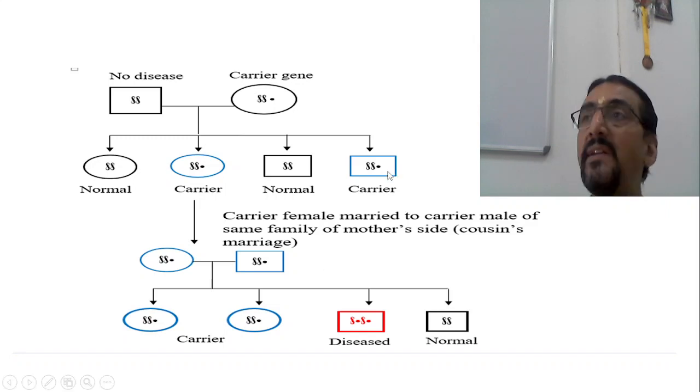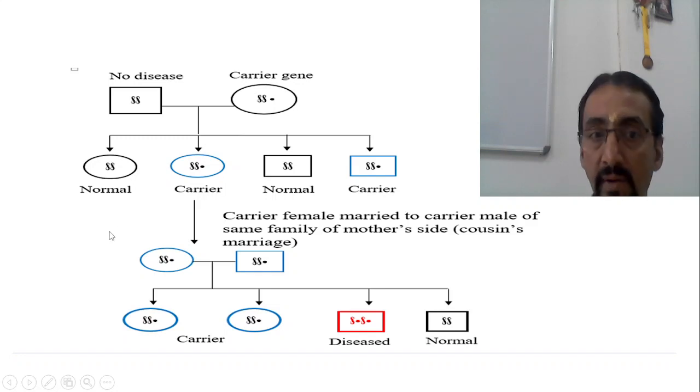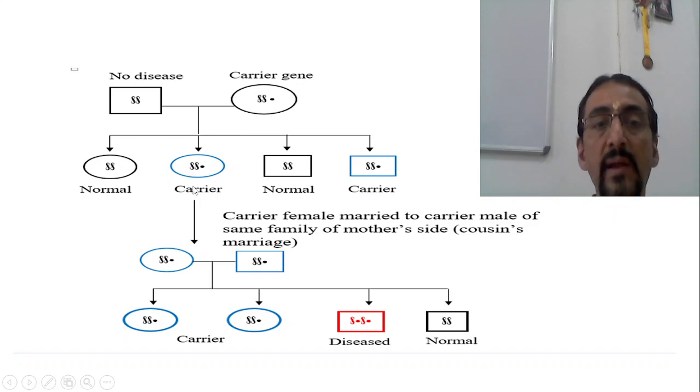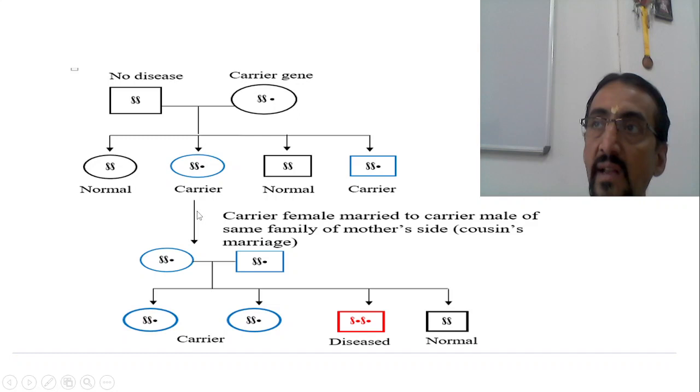Now second generation is looking normal. Second generation is also looking normal. Now, for example, two more generations have gone in between. Then, one of the grandsons of this particular carrier mother. Okay, this is a carrier mother. So she gives this carrier gene to all her offspring.